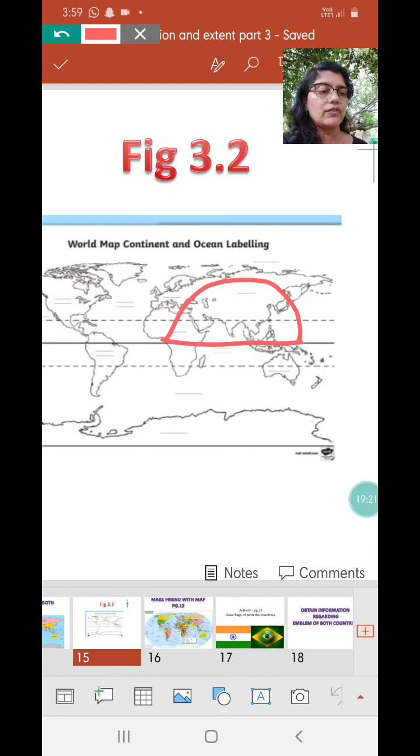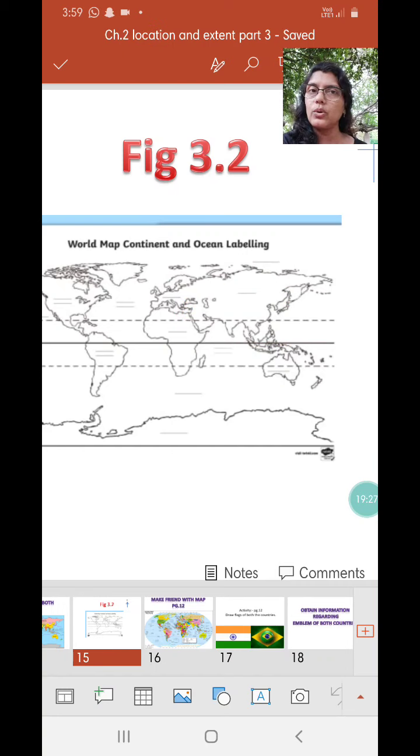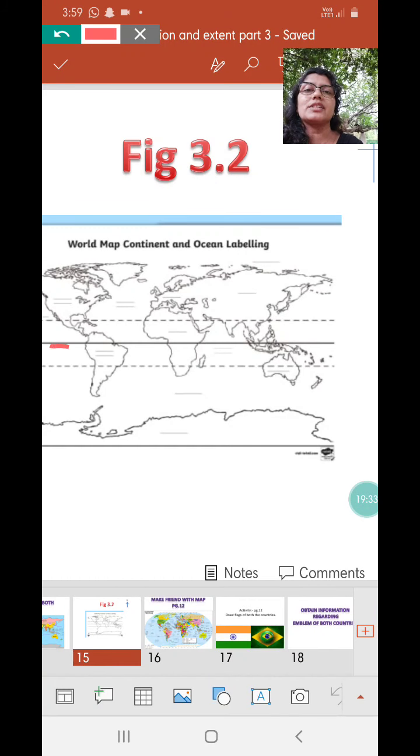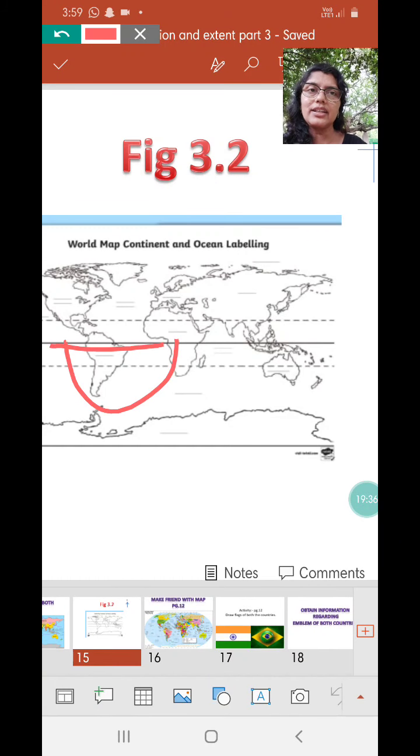Considering the hemisphere, which correctly represents the hemisphere in which Brazil lies? Is it the first one? No. Again, the south and north pole is inverted over there. What about the second one? The second one gives us this way. So is this correct? Yes, because most part of Brazil lies in the southern hemisphere. Third one is wrong and the fourth one is also wrong. So with this we complete the chapter.